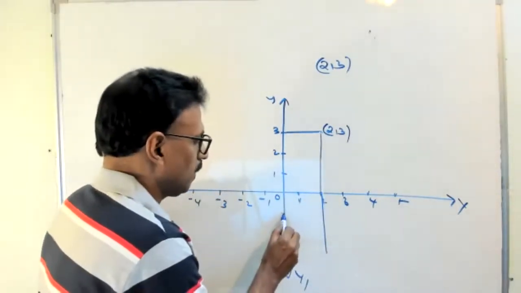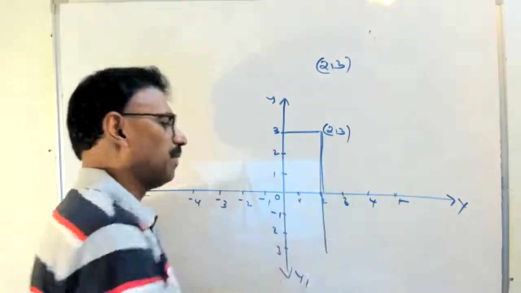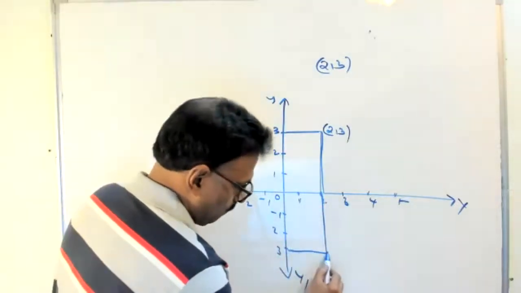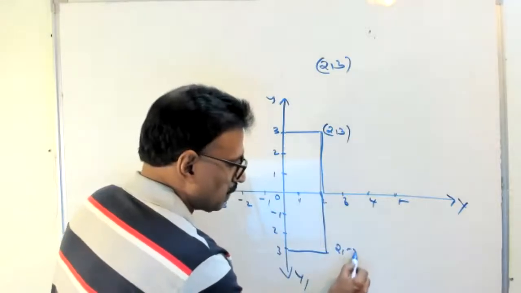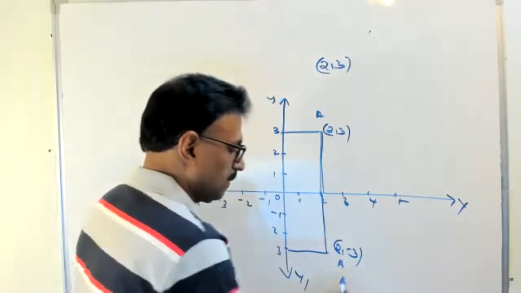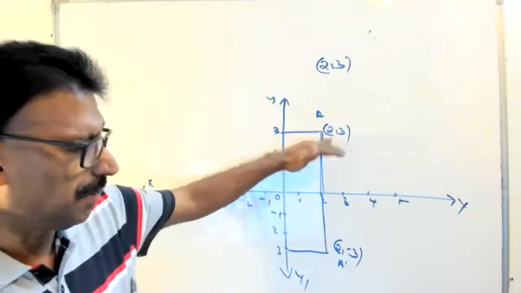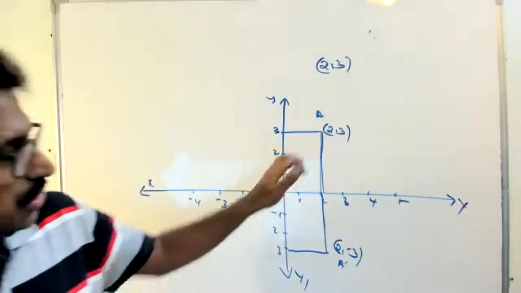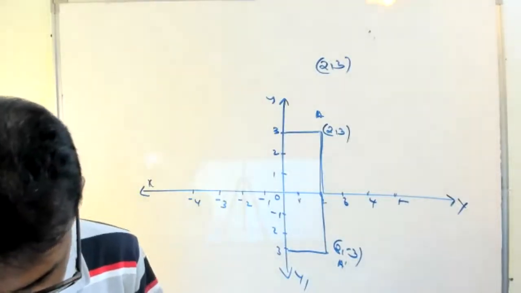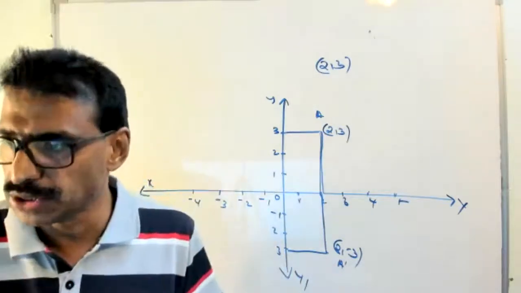So here -1, -2, -3, because the point is 3 units away from the x-axis. Here also 3 units away, and you join this. So this point is what? 2, -3. That means if it is A here, this will be A dash. Understood or not? This is the point which is the mirror image of 2, 3 with respect to the x-axis. Are you okay or not? Understood or not?